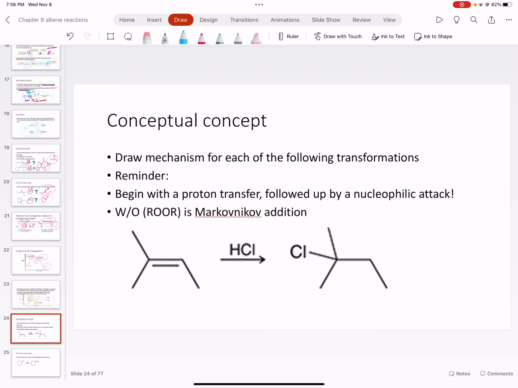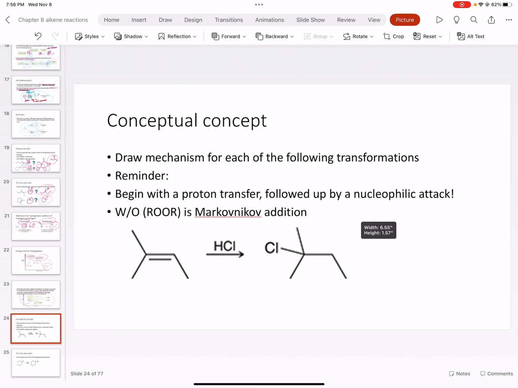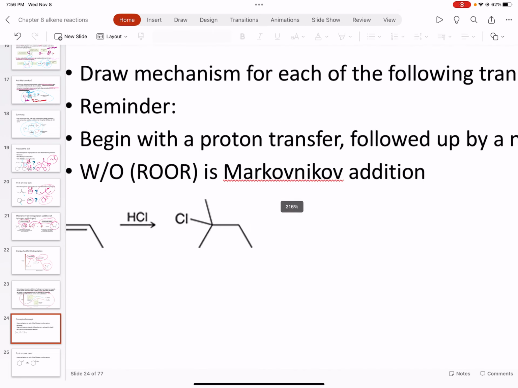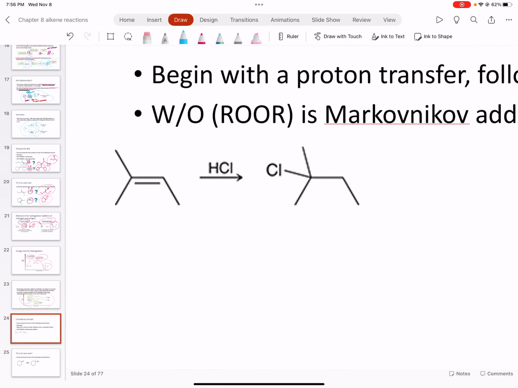Okay, so let's see. I might make this one a little bit smaller so I have more space. Okay, so I have my arrow, I have my HCl. First I begin with my double bond, getting that hydrogen. And then, since I'm breaking that bond, I would put those electrons from the broken bond onto that chlorine.